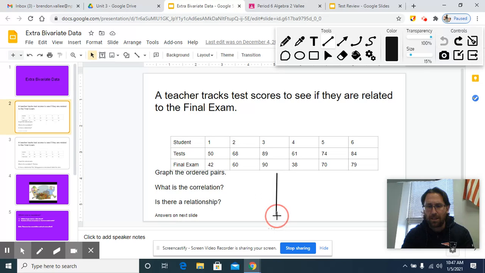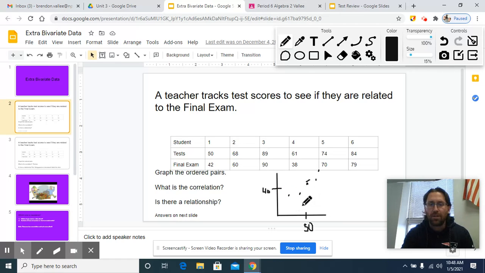If you had been in class, then we would take the time to graph each point. I don't have time to do that in the video, but 50 comma 42, I would go over 50 and up 42. So that's 40. So 50 comma 42 would be right there. 68 comma 60 would be up here. Okay, and these points end up making something like this.